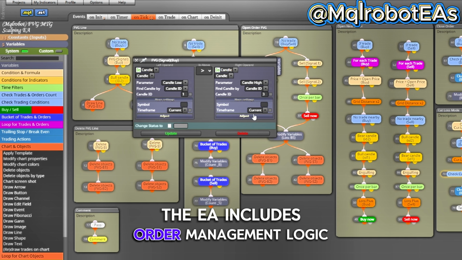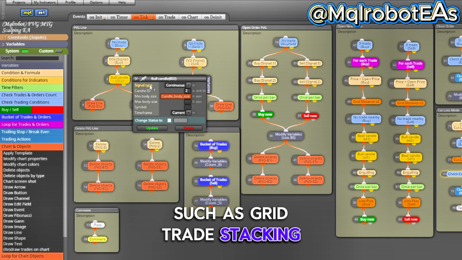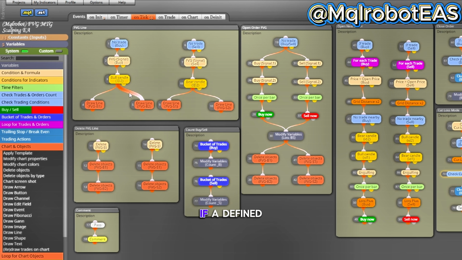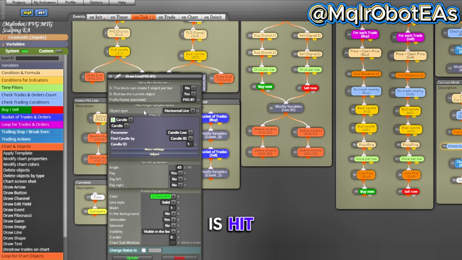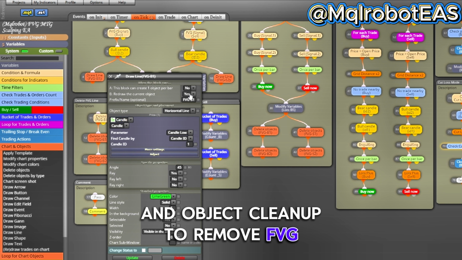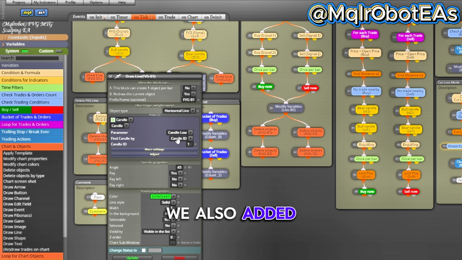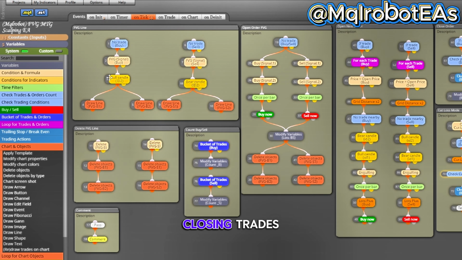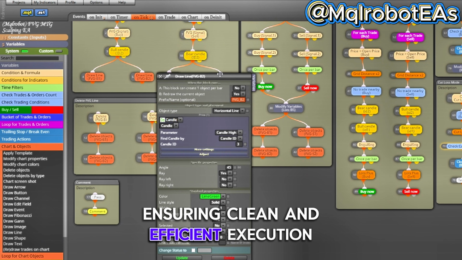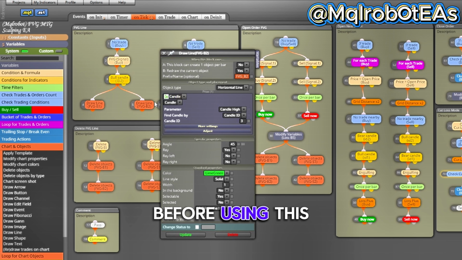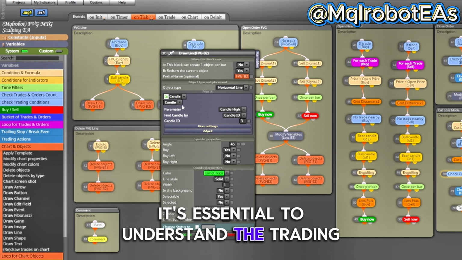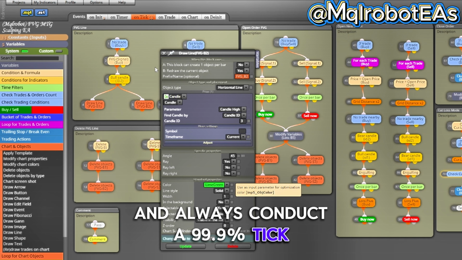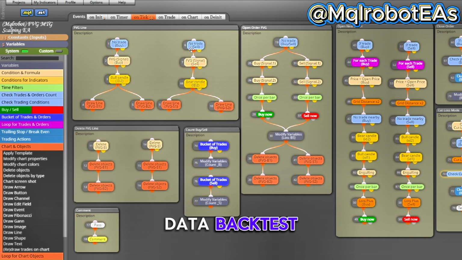The EA includes order management logic such as grid trade stacking if enabled, optional lot sizing based on signals, real-time closing of orders if a defined cut-loss threshold is hit, and object cleanup to remove FVG zones when no longer relevant. We also added blocks to count trade entries, modify variables, and reset logic after closing trades, ensuring clean and efficient execution. Before using this EA live, it's essential to understand the trading strategy, the risks, and always conduct a 99.9% tick data backtest using your broker's historical feed.